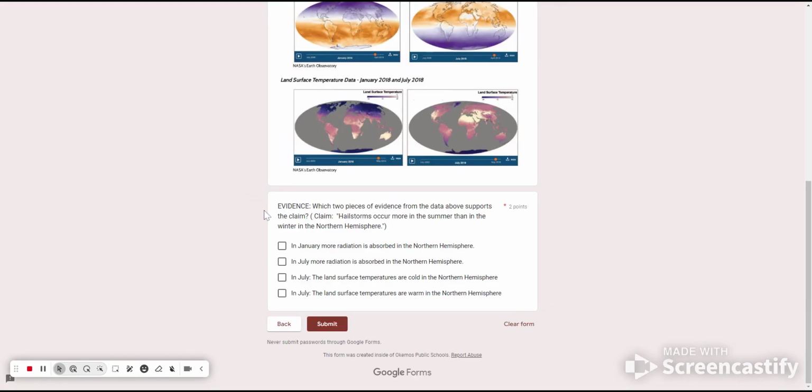Your first thing is evidence. Which two pieces of evidence from the data above support the claim? Remember, the claim is hailstorms occur more in the summer than in the winter in the northern hemisphere. You'll select one of these four choices. Choice A is in January more radiation is absorbed in the northern hemisphere. B is in July more radiation is absorbed in the northern hemisphere. C, in July the land surface temperatures are cold in the northern hemisphere. And D, in July the land surface temperatures are warm in the northern hemisphere. You select one and hit submit.